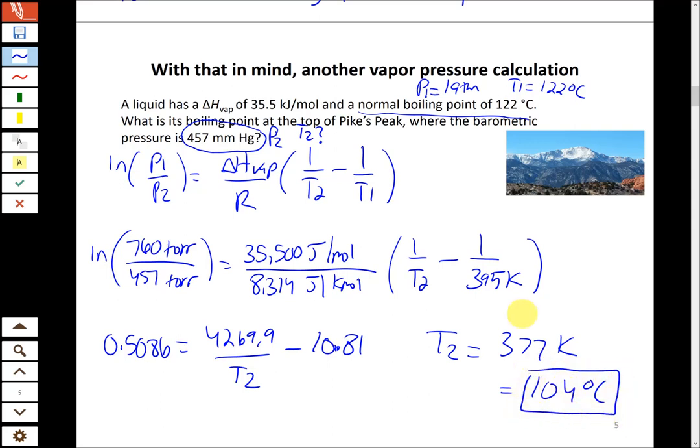All right, so it is lower. When you go to the top of the mountain where the atmospheric pressure is lower, the boiling point also drops.